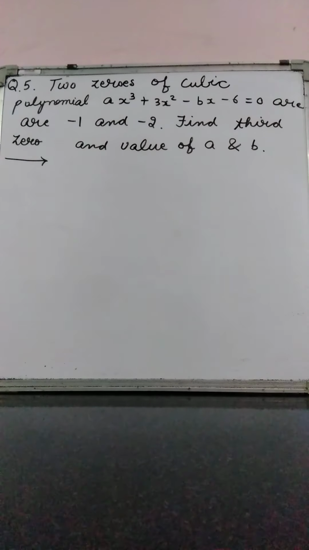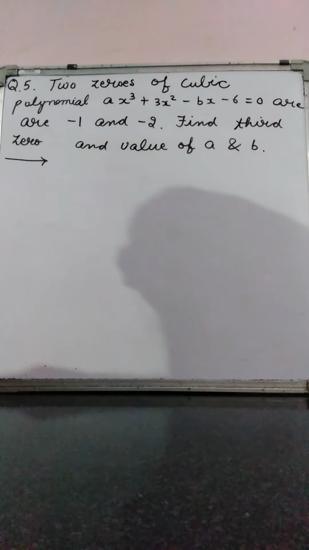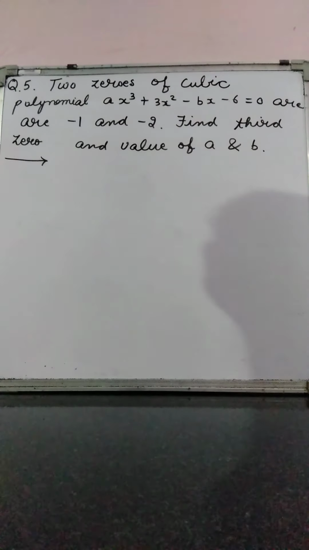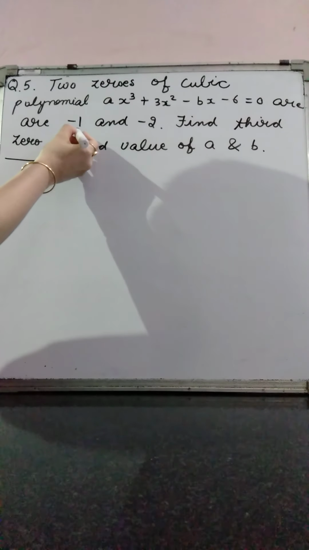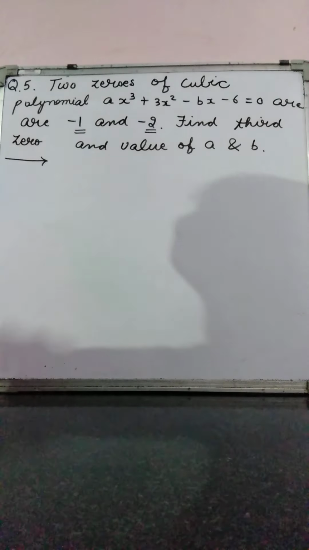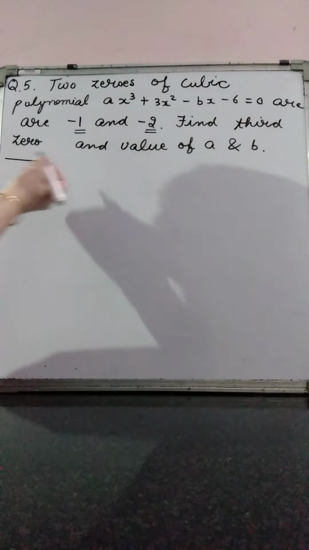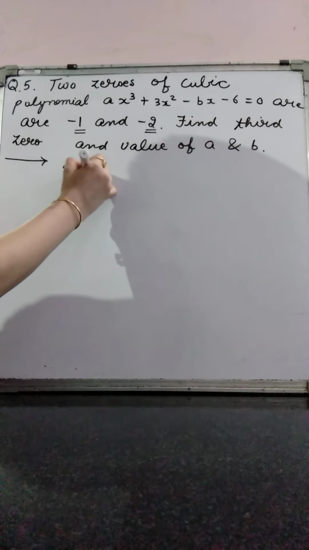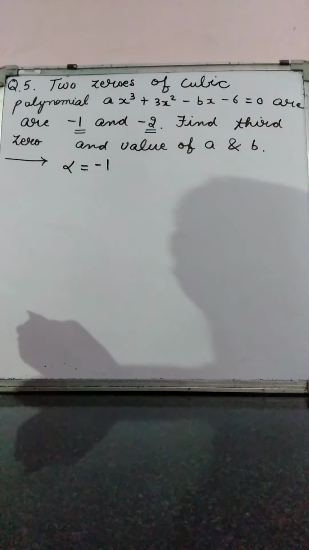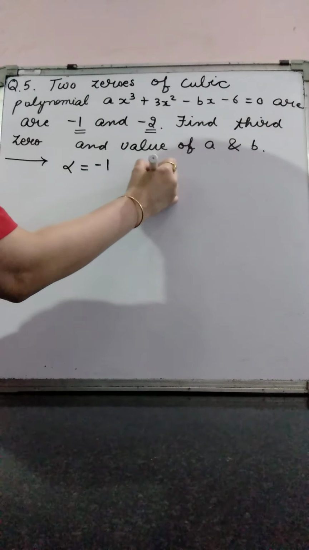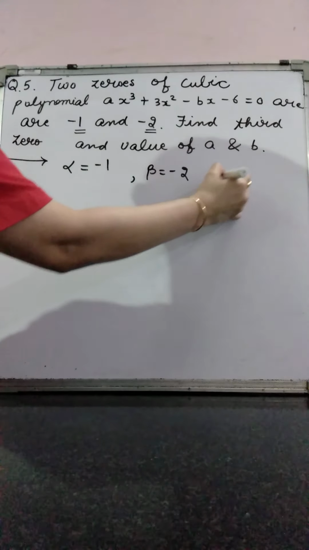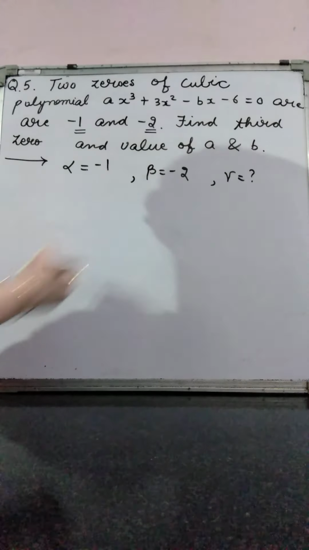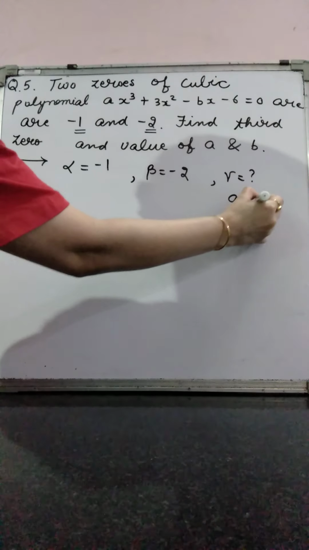Now the fifth question is: two zeros of a cubic polynomial are minus 1 and minus 2. Find the third zero and the values of a and b. Two zeros are given as minus 1 and minus 2. So let one zero, alpha, be minus 1 and beta be minus 2. We need to find the third zero, gamma, and a and b.